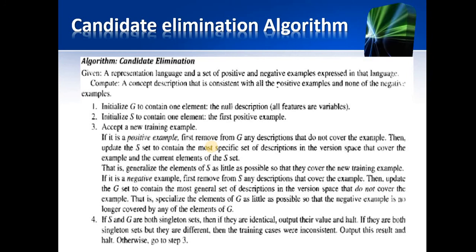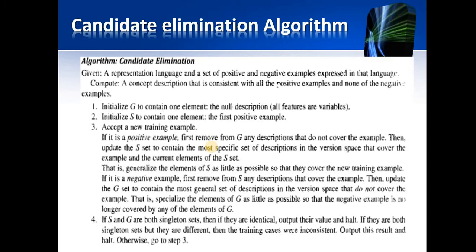Accept a new training example. If it is a positive example, first remove from G any descriptions that do not cover the example. Then update the S set to contain the most specific set of descriptions in the version space that cover the example and the current elements of the S set. In this positive example, S should be updated, and it should be more generic. That is, generalize the elements of S as little as possible so that they cover the new training example.